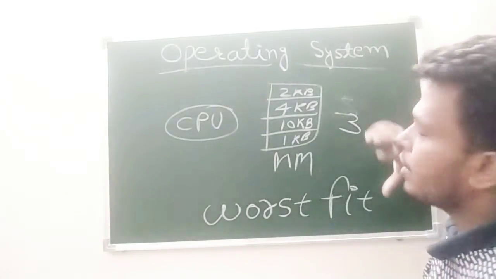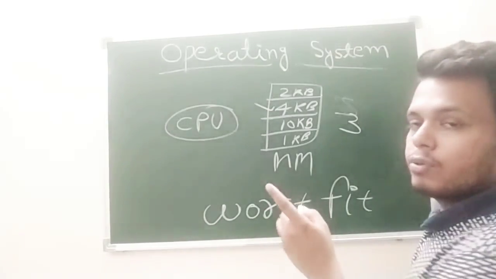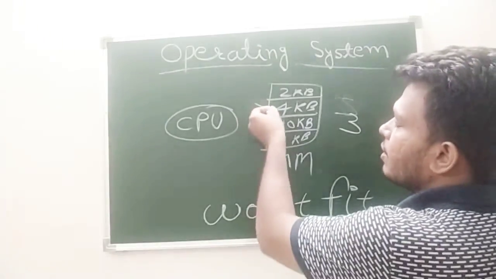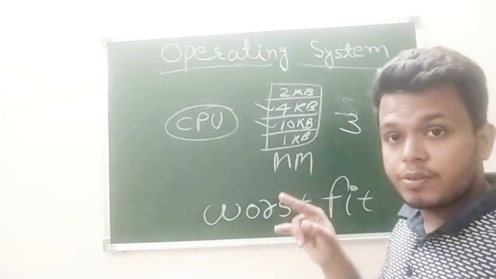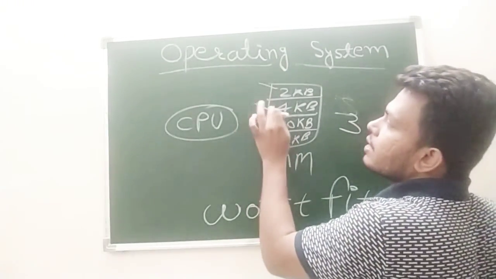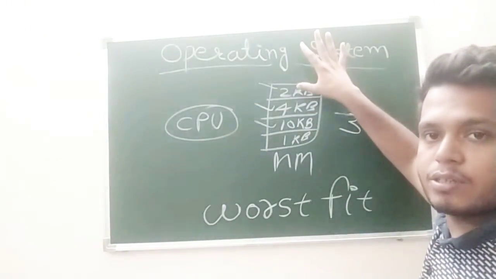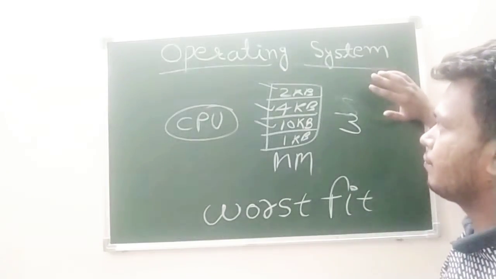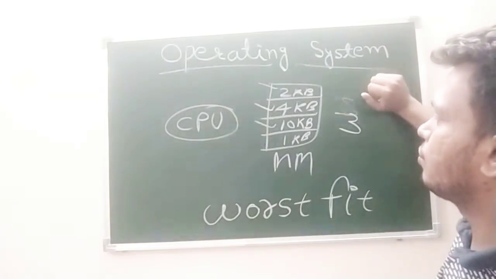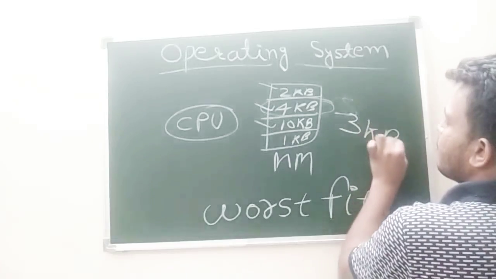Where will it reside? According to first fit, it should reside in this block. According to next fit, it is dependent upon first fit actually. Suppose this is filled, then this process will reside in this 4 KB block, because it will not accommodate in this 2 KB. That is clear. So first fit, next fit, and best fit. In the case of best fit, I think that is the most appropriate place for this 3 KB process.